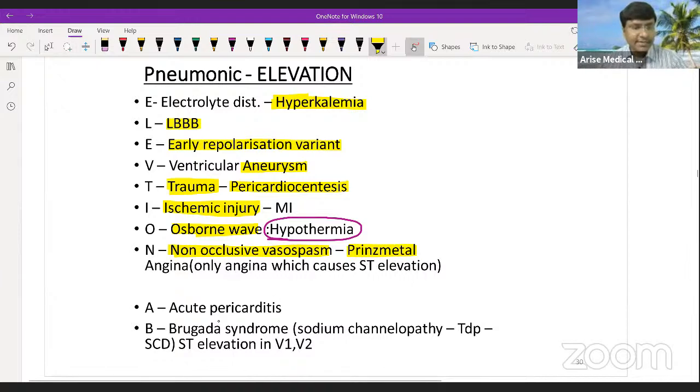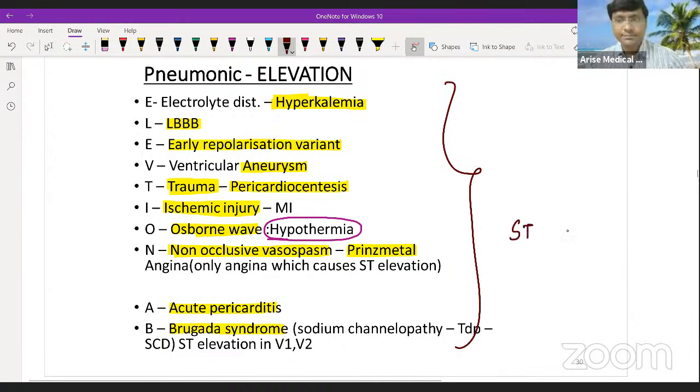And A stands for acute pericarditis. B stands for Brugada syndrome. These are all the conditions where you will have ST segment elevation. MI I have already said. This is your ST segment elevation MI. So these are multiple conditions where you will have ST segment elevation.